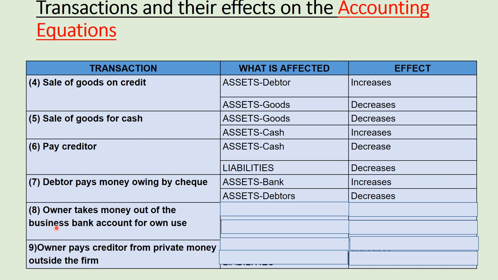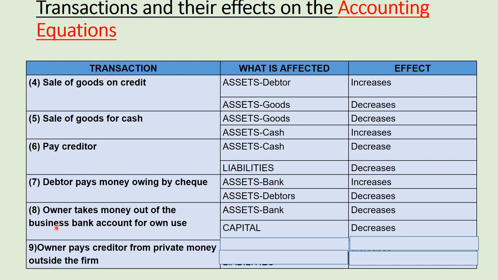But since here there's no guarantee of paying back, it's going to be assets in terms of the bank that are going to be affected, and capital is going to be affected. Assets in terms of the bank are going to decrease, and capital also is going to decrease. The last one is owner pays creditor from private money outside the firm. So this is an interesting one. So the business is unable to pay a creditor, so he gets his own money and he pays the creditor.